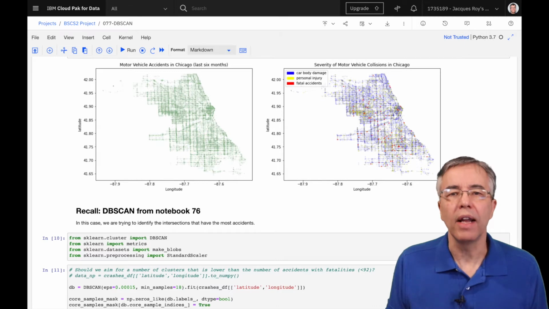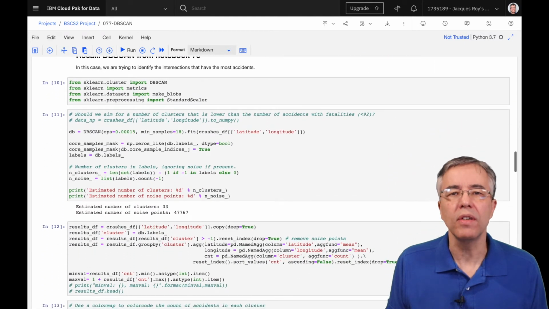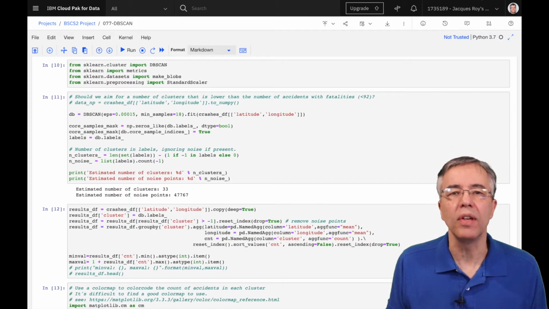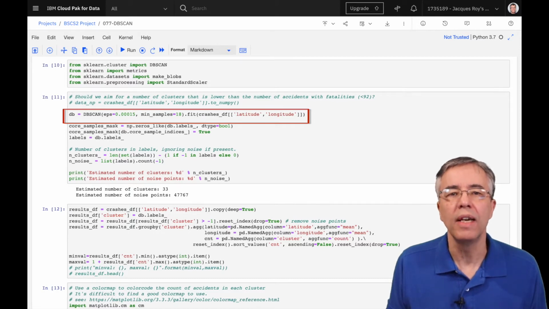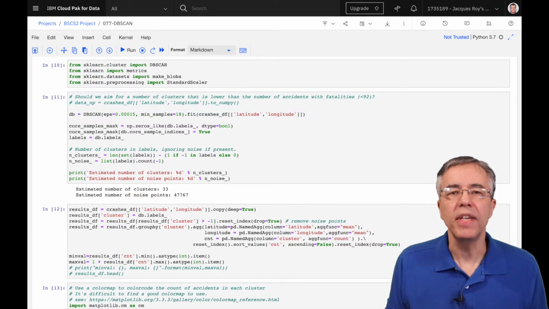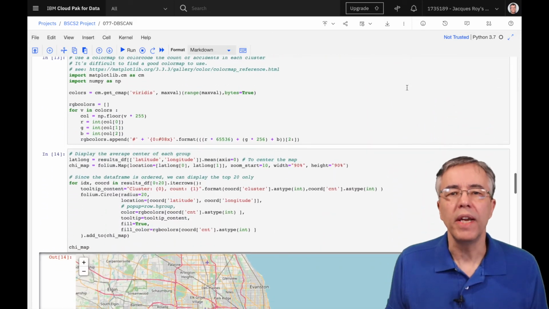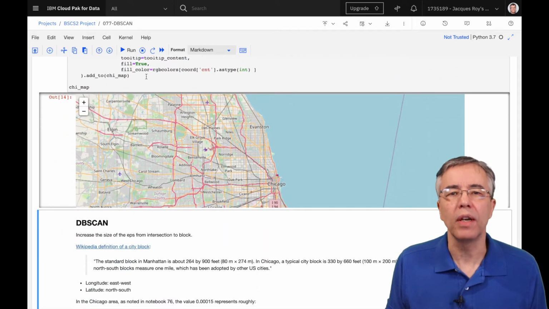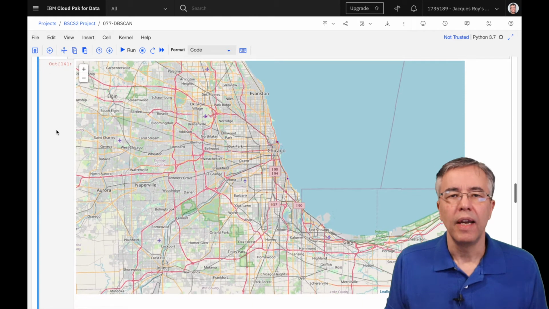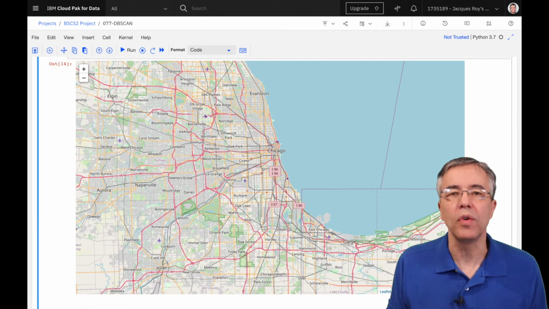Using the DBSCAN algorithm, we defined neighboring accidents to be within a distance of 0.00015 degrees, and a cluster had to have at least 18 core samples. The distance in degrees is applied to longitude and latitude. We then displayed the center of the top 20 clusters on the map. Getting an insight on the important intersections led to one set of solutions.